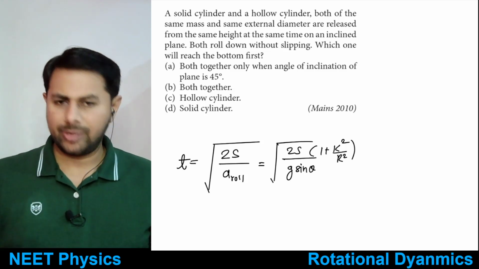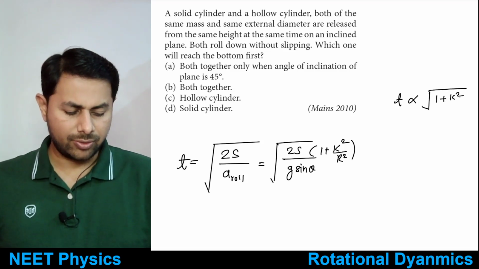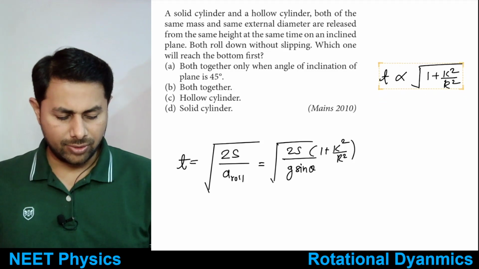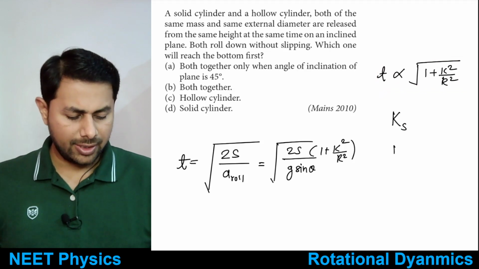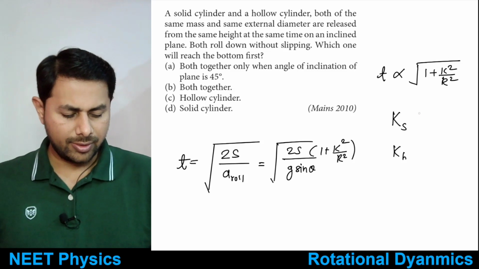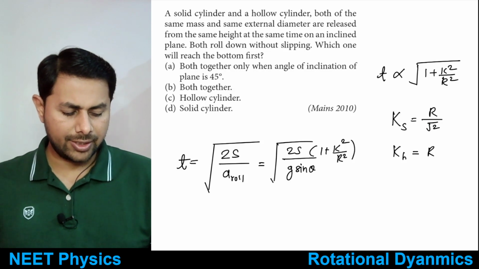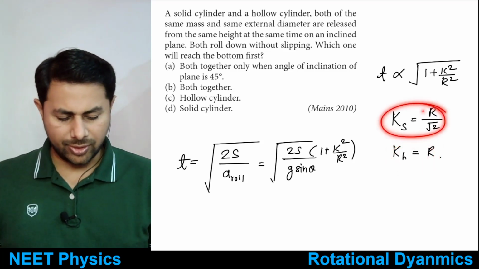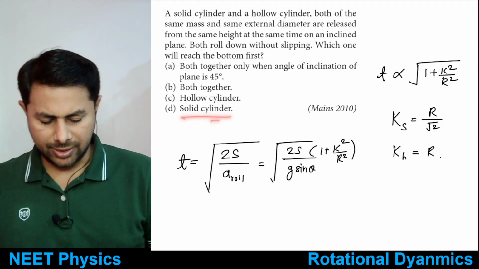So now k should be smaller. Okay, so time is more if k is more. Time is directly proportional to root of 1 plus k square upon r square. So time taken would be more if k is more. So out of these two, k for solid cylinder and k for hollow cylinder, which one is greater? For solid cylinder it is r by root 2, for hollow cylinder it is just equal to r. So of course for hollow cylinder it is greater, means it is lesser for solid cylinder. So solid cylinder will reach the bottom first. Okay, so option D is the answer.